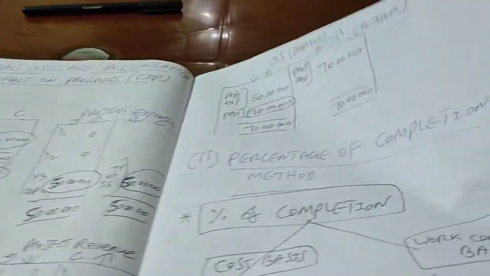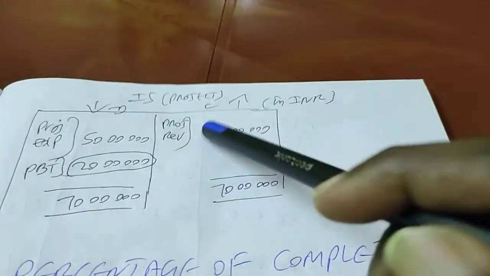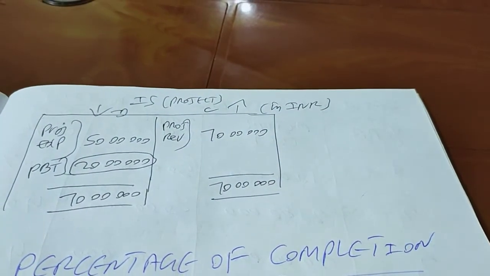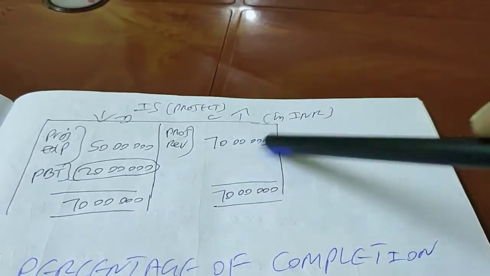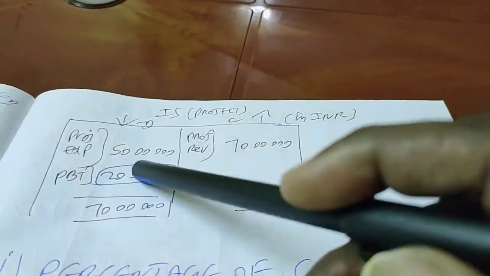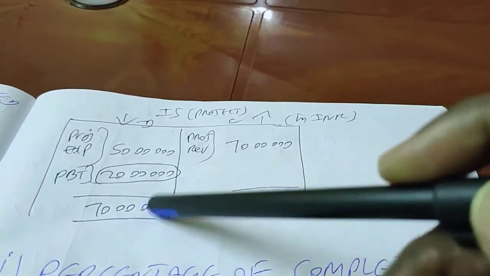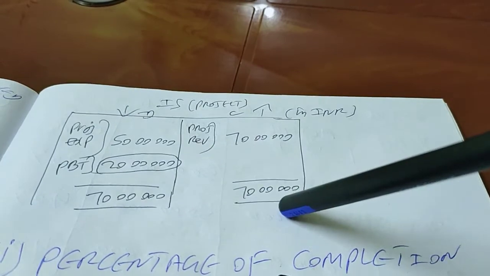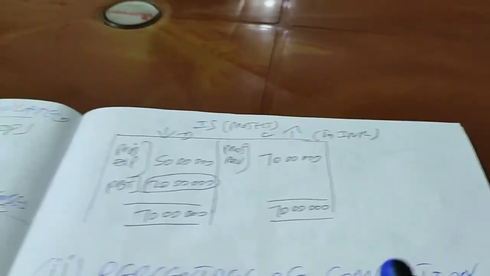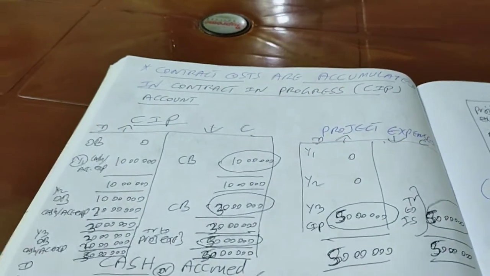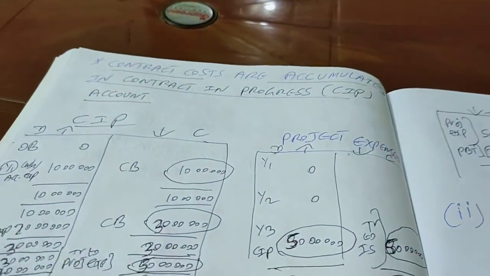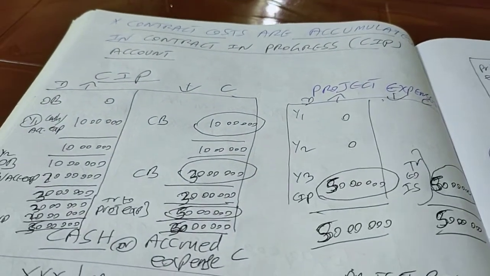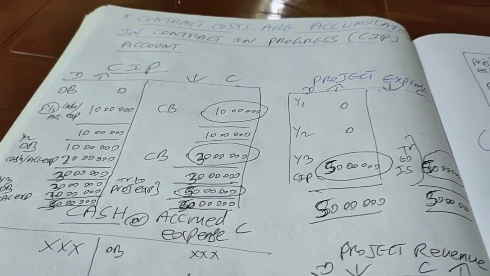Yeah. So now let's go for the last T account, that is your income summary T account. Income summary T account is not income statement. So that means now revenue, right, transferred from project revenue, 70 lakhs, expenses 50 lakhs. So that means the difference is PBT, that is 20 lakhs. This is completed contract method. I repeat, if it is completed contract method, revenue, expenses and profit are recognized upon completion of the contract. If it is completed contract method, whatever costs are incurred, they have to be temporarily parked in an account, namely contract in progress.